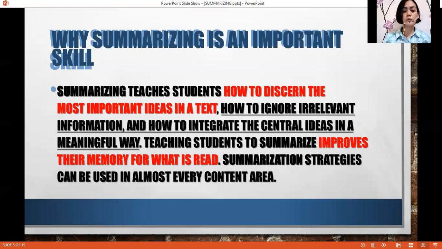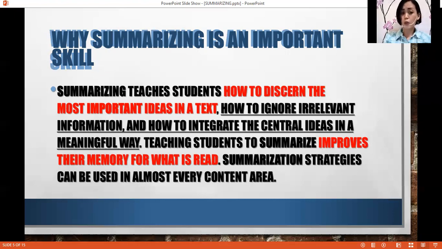So it says here that summarizing teaches students how to discern the most important ideas in a text. As what I've said, you're not going to include everything, like you're just going to copy and paste and that is your work. No, you're not going to do that. What you're going to do is look for the most important points in the text that you're going to include in your work, like your paperwork, most importantly the research paper.